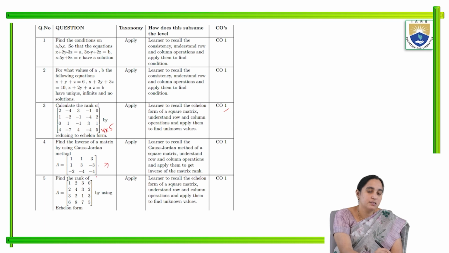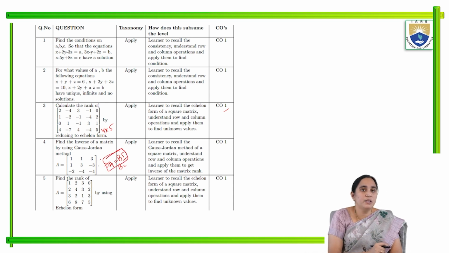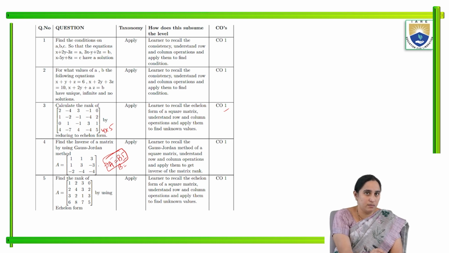The formula for this, for a square matrix, is A is equal to B into I, where B is equal to A inverse. That is, the B matrix is the inverse of the given matrix. There also we have to apply only row operations on both sides. Here A is the given matrix, B is the unknown matrix and I is the identity matrix. Here we have to find that B.